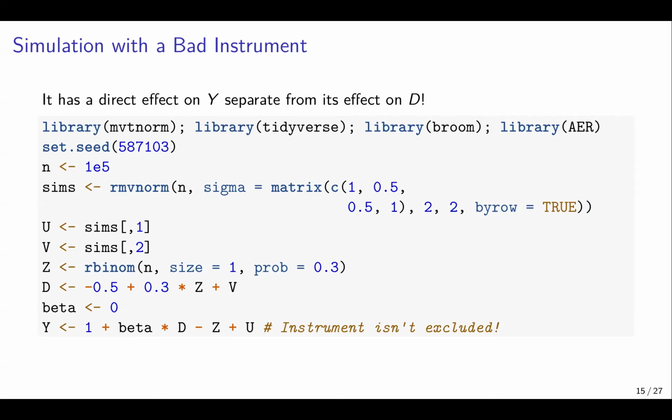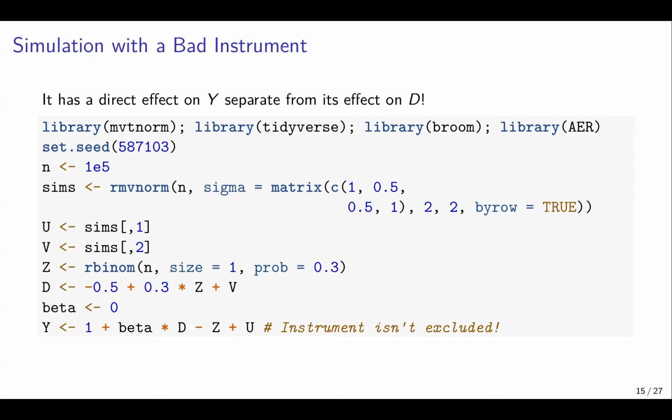And now I am ready to generate Y. So how will I do it? Well, I will say Y gets 1 plus beta times D minus Z plus U. So look what I've done there. I've actually written it so that Z has a causal effect on Y. It's right in the equation for Y. And in fact, in this example, the way that I set up the beta, D has no causal effect on Y.